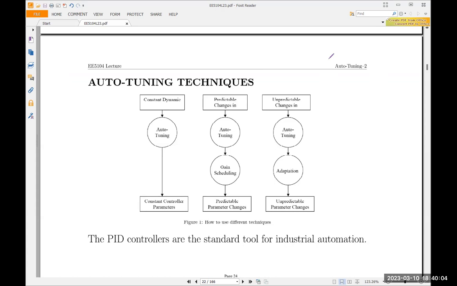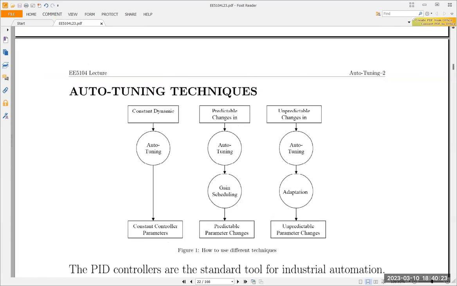How to look at this? This one tells you when to use the various adaptive control techniques. Now, you look at the top row here. The top row basically gives you the plant or the process dynamic.